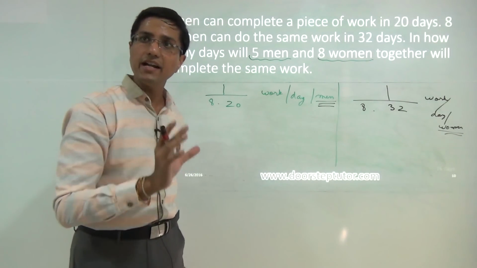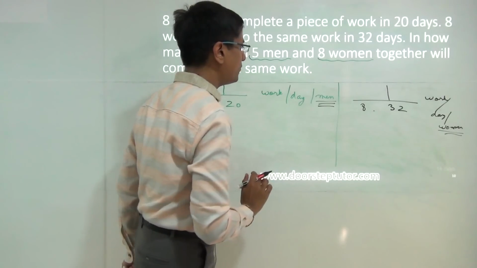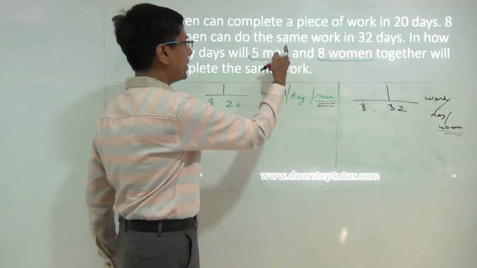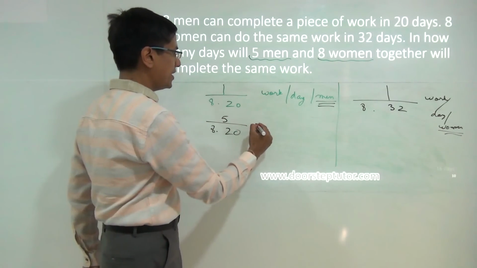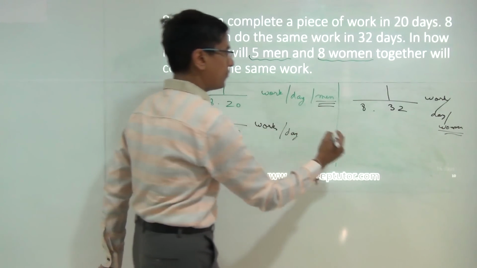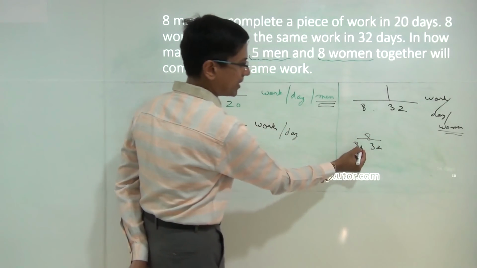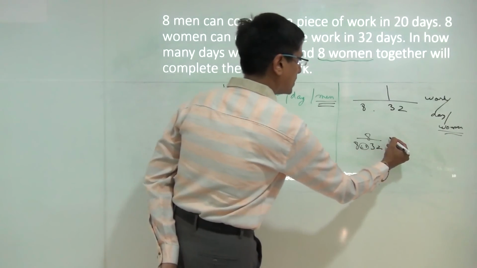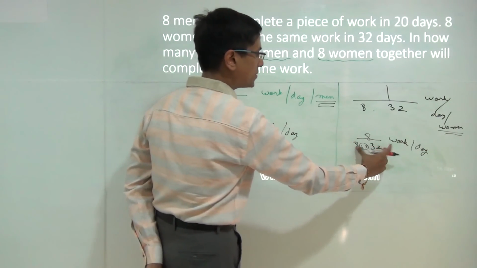But I have been given some more data. So look closely. In this new scenario, we have 5 men and 8 women. So what would be their rate of work per day? Can I find out their rate of work per day for 5 men? Yes, it would be 5/(8·20) work. Together they would do this much work per day. And for women, the corresponding thing would be 8/(8·32). This dot is a short form for multiplication. I can use them interchangeably. This is a shortcut essentially. So the women together would do this much work per day.